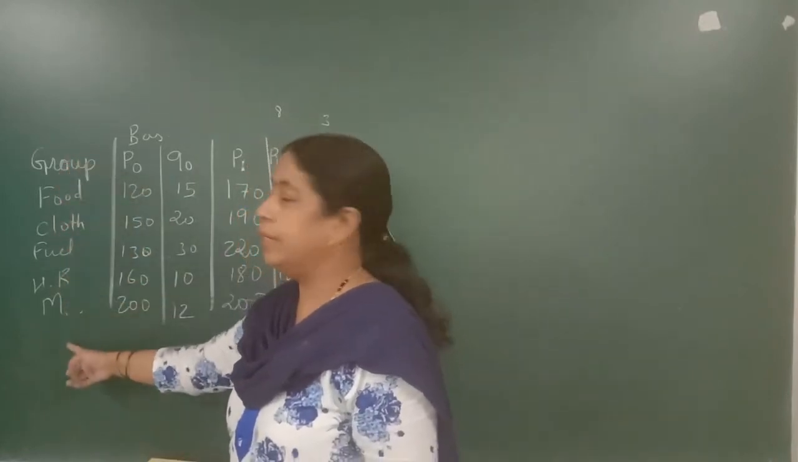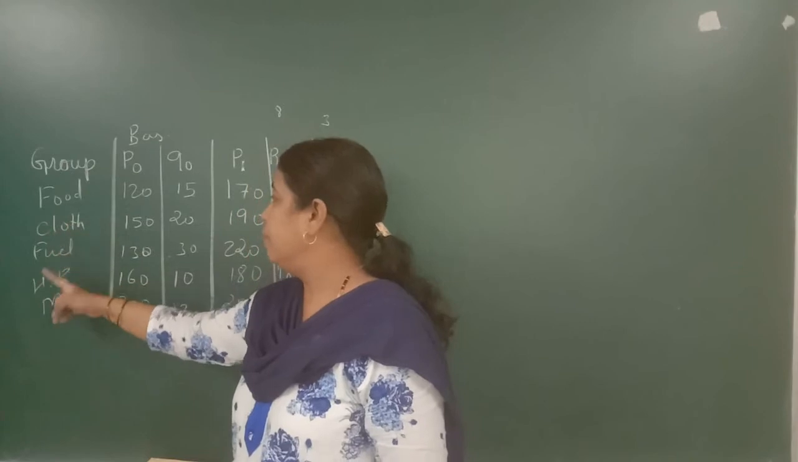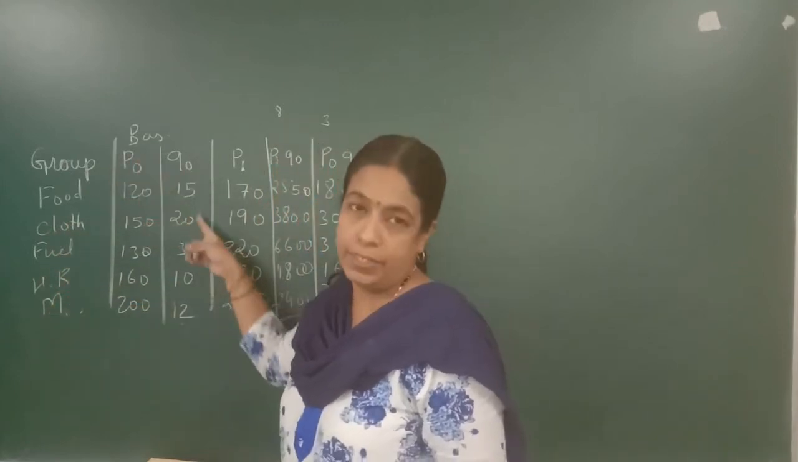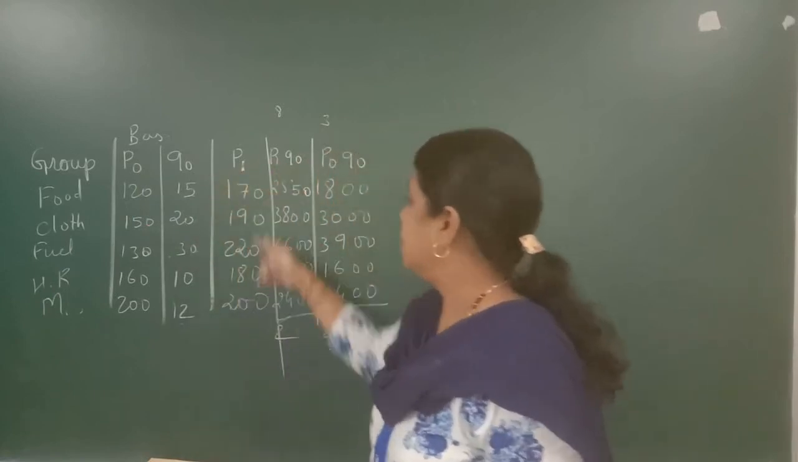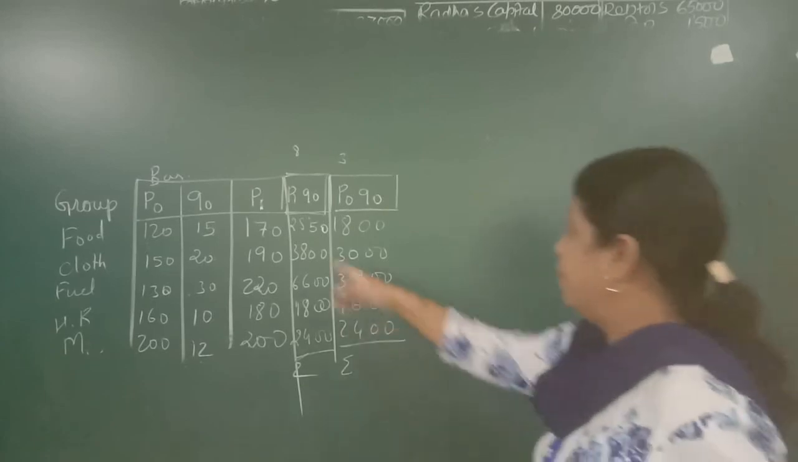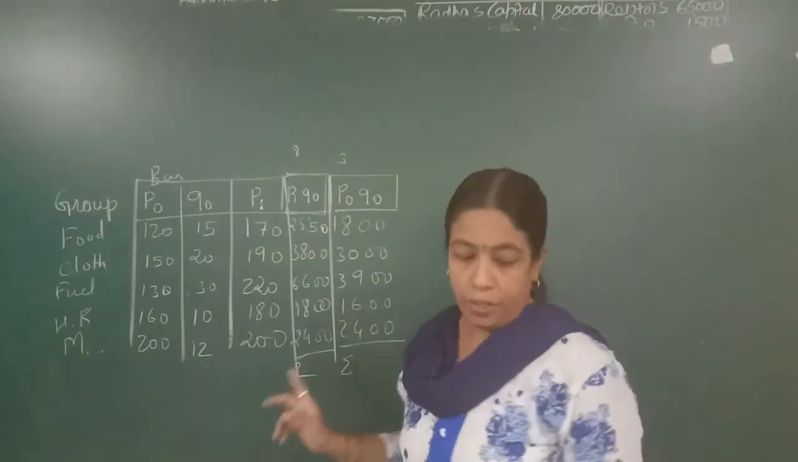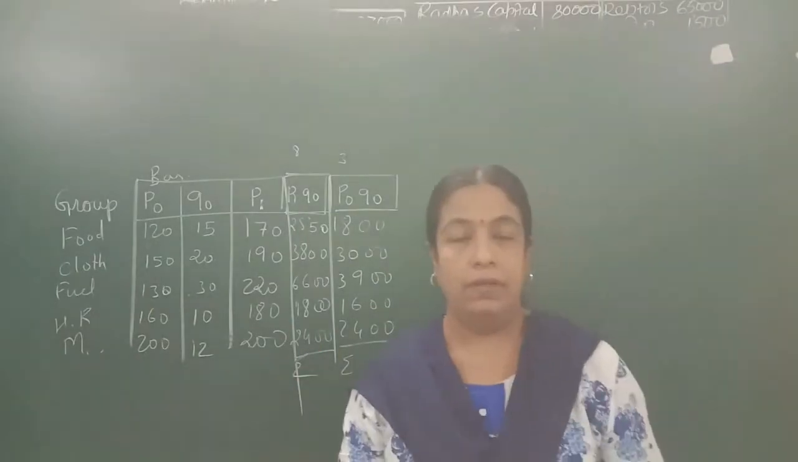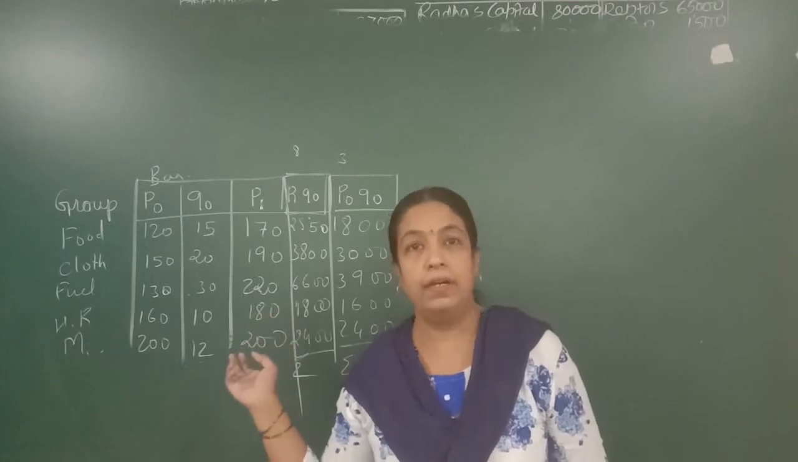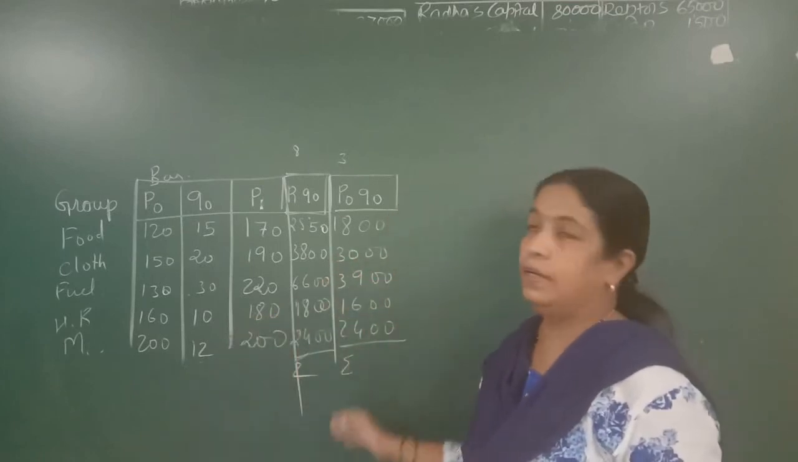Now the next sum is you have to calculate the price index number. See, a group of commodities is given: food, clothing, fuel, HR meaning house rent, miscellaneous. P0, Q0 is given. P1 is given. So P1 Q0, P0 Q0. You use the first method. As IW is not given, you don't use the second method. You use the first method and calculate it.